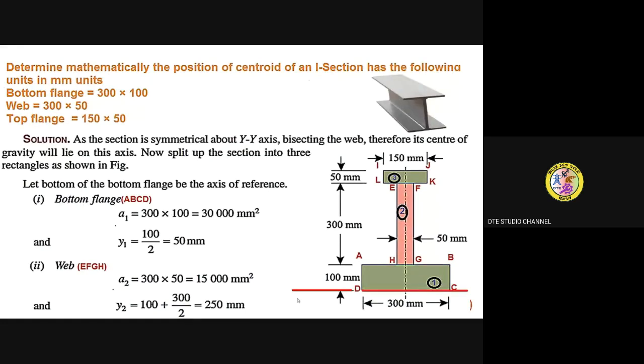Determine mathematically the position of the centroid of an I section with the following dimensions in millimeter units. It has a bottom flange of 300 into 100 millimeters, web of 300 into 50 millimeters and top flange of 150 into 50 millimeters. For this cross section of given dimensions, we need to locate the position of the centroid for this given I section lamina. So let's see how we are going to solve this.